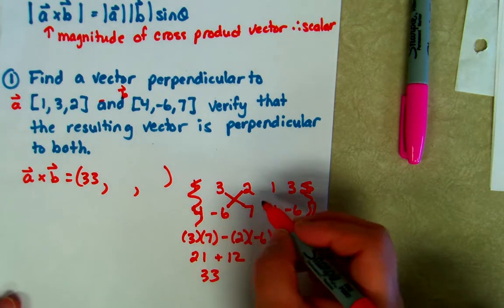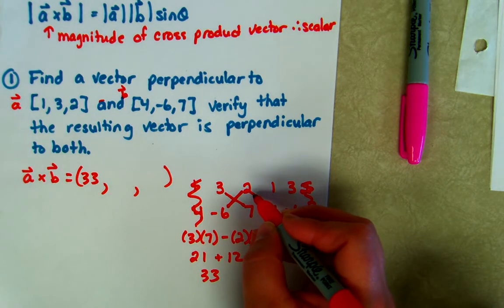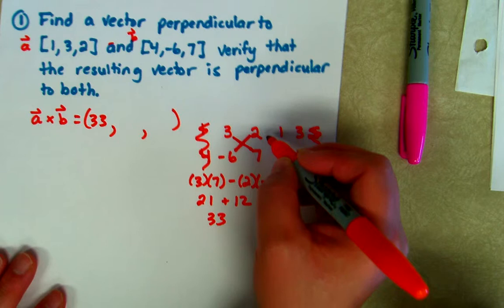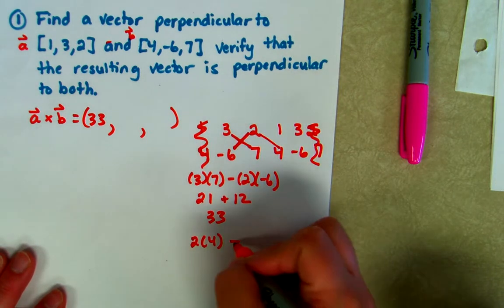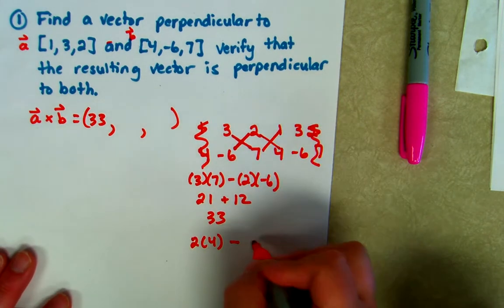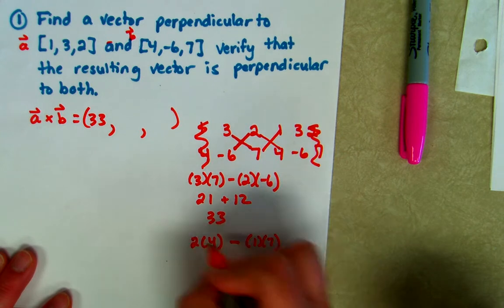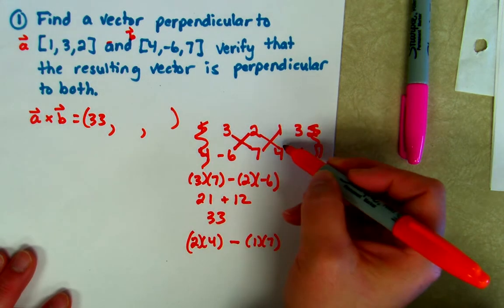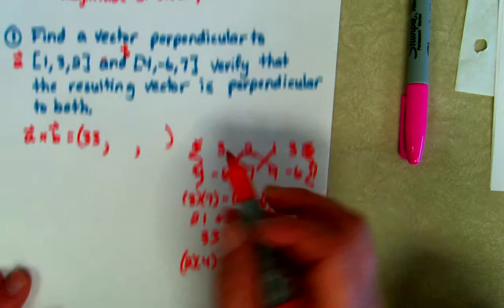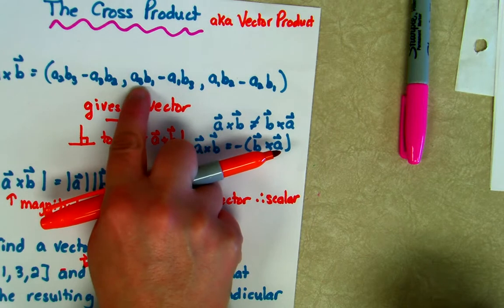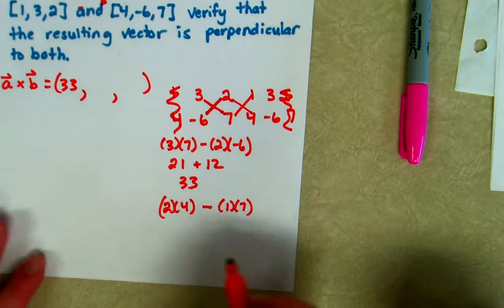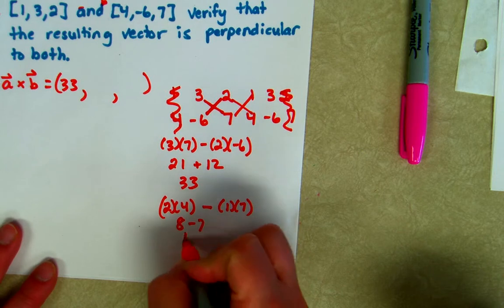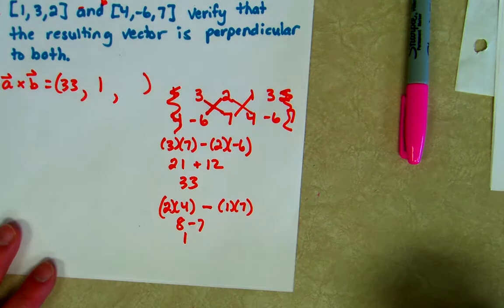Now I'm going to move over, and I'm going to make an x here, and this is going to be my y product. So I'm going to do 2 times 4, subtract, it's always subtract in the middle, 1 times 7. So I do this diagonal, subtract that diagonal. And that's filling in A3B1 minus A1B3. So that's going to give me 8 minus 7, which is going to give me 1. So the y part is 1.